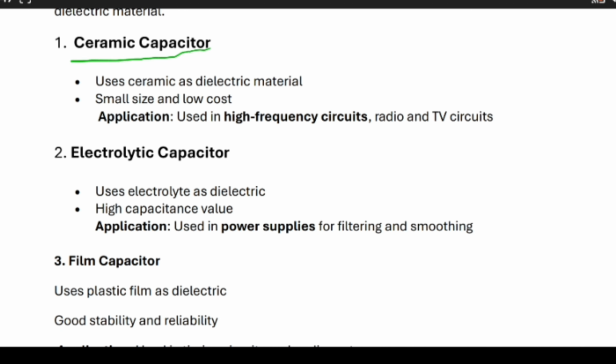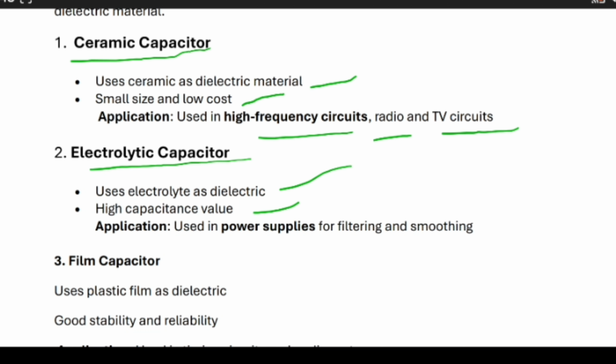So one is the ceramic capacitor. We use ceramic material as a dielectric, and it has a small size and low cost. We can use it for high frequency circuits like radio and TV circuits. Coming to the electrolytic capacitor, we use an electrolyte as a dielectric. It has a high capacitance value, and we can use it for power supply, filtering and smoothing.